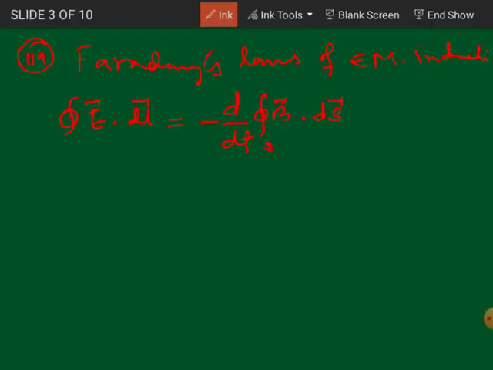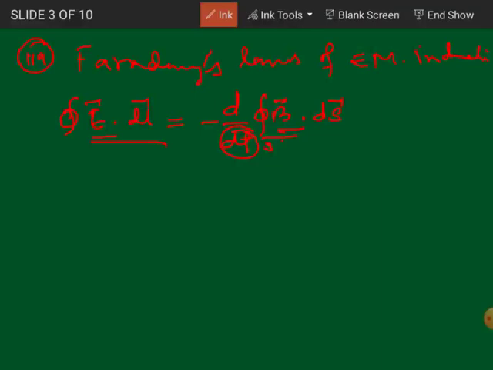This is known as Faraday's laws of electromagnetic induction, and this law gives a relation between the electric and magnetic field, or you can say electric field and magnetic flux in one sense. This law shows that the line integral of the electric field around a closed path, that is the induced EMF, is equal to the time rate of change of magnetic flux through the closed surface bounded by the closed path.